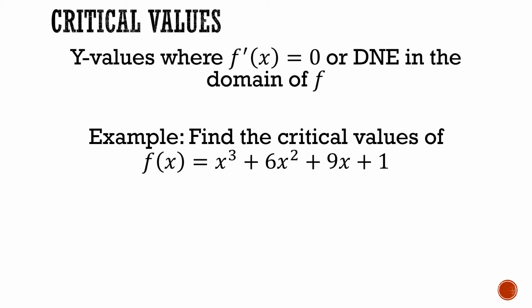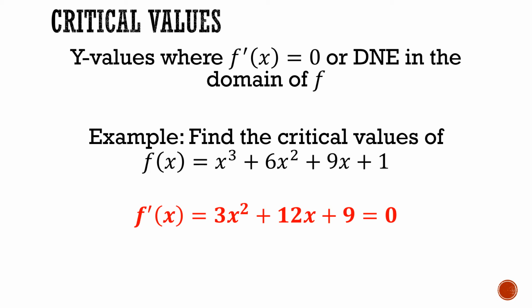So here's an example where they're asking us to find the critical values of x cubed plus 6x squared plus 9x plus 1. So to find this derivative, I'm going to simply use my power rule, and I get that the derivative is 3x squared plus 12x plus 9, and I'm going to set that equal to 0. Now, I don't have to worry about the derivative not existing anywhere because a cubic function has a smooth, continuous domain, and there's no cusp or corners or vertical tangents or anything that I'd have to worry about.